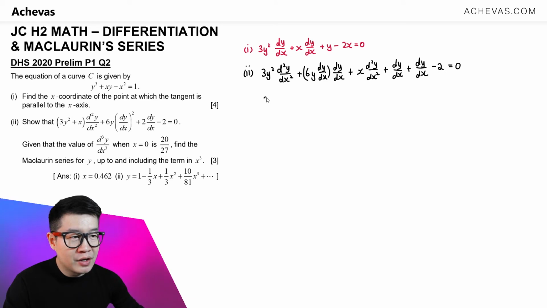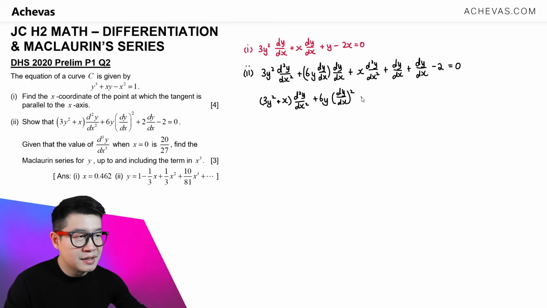So here we have a 3y squared, and this is another term that has d squared y dx squared. So plus x, this multiplied by d squared y dx squared. So we are getting this already. And for this is going to be plus 6y dy dx times dy dx, which is dy dx squared. So we have our second term here.